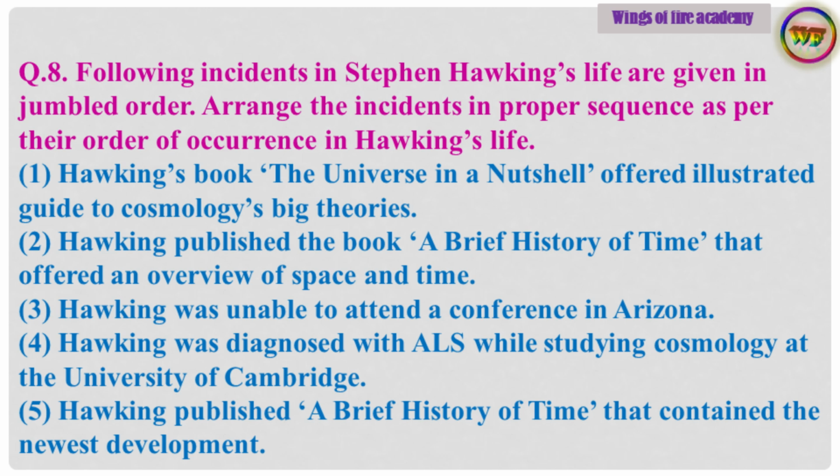Sub-question 1. Hawking's book, The Universe in a Nutshell, offered an illustrated guide to cosmology's big theories. Sub-question 2. Hawking published the book, A Brief History of Time, that offered an overview of space and time. Sub-question 3. Hawking was unable to attend a conference in Arizona. Sub-question 4. Hawking was diagnosed with ALS while studying cosmology at the University of Cambridge. Sub-question 5. Hawking published A Brief History of Time that contained the newest development.